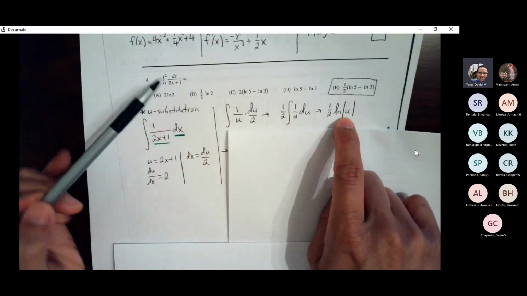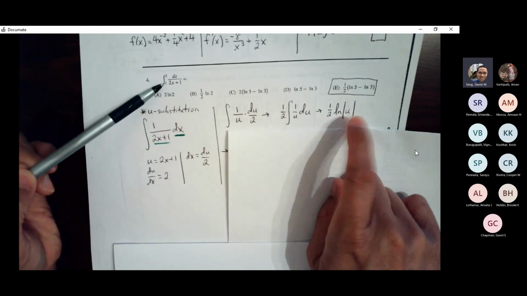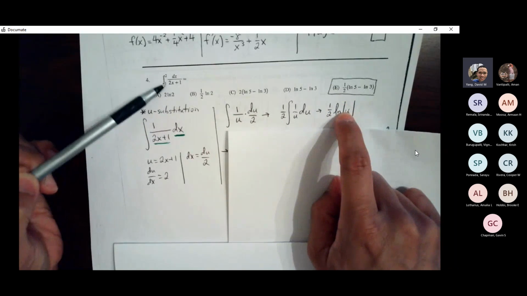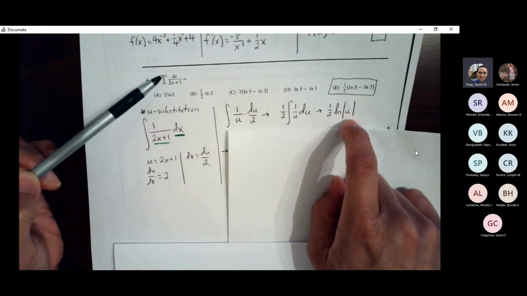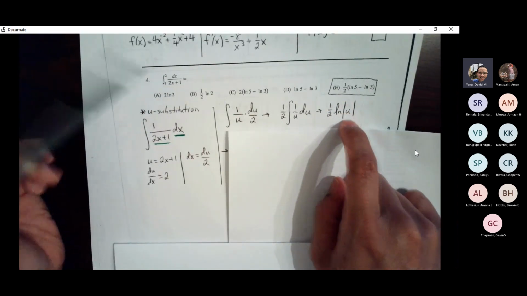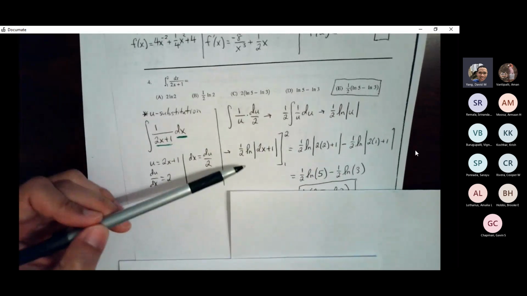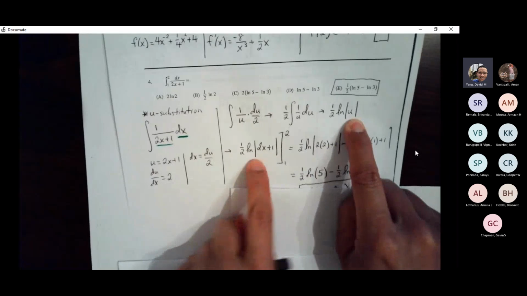What we don't want to do is insert the 1 and 2 in for the u, because there's a mismatch of variables, right? This is in terms of u, but the 1 and 2 are in terms of x. So we want to make sure that our variables match. Okay, so we bring our original variable back. u gets replaced with 2x plus 1.